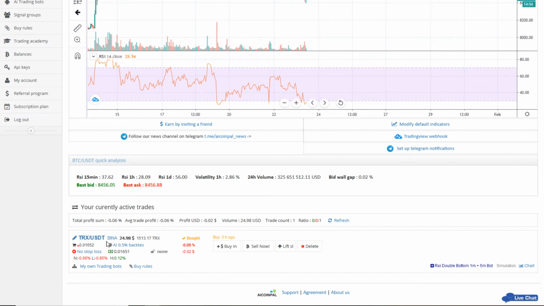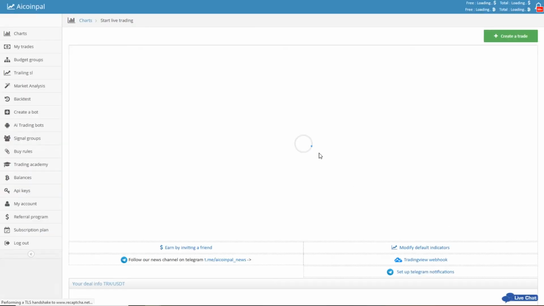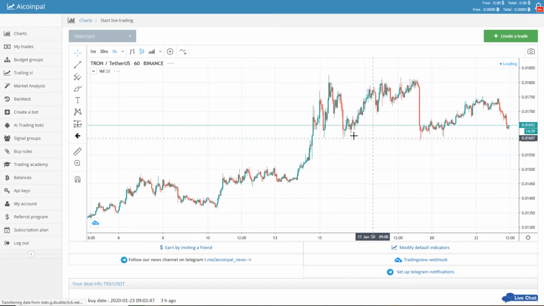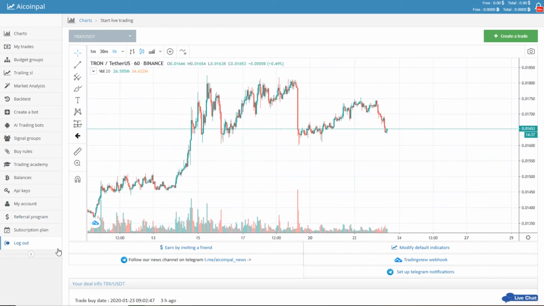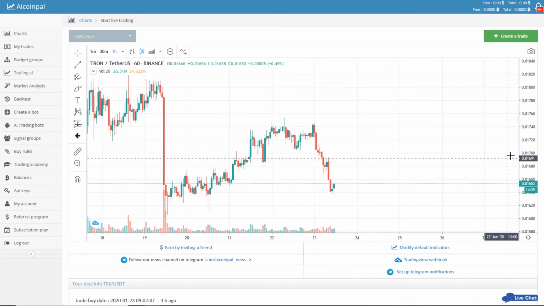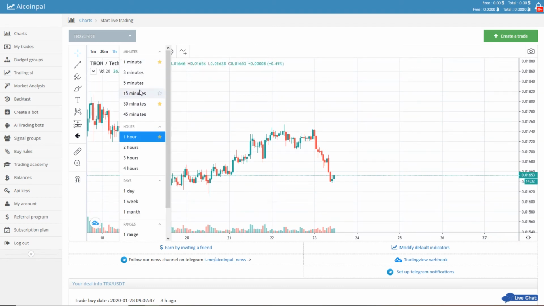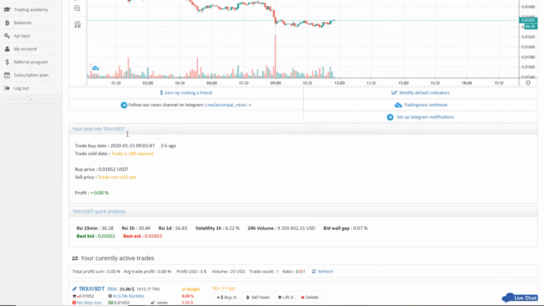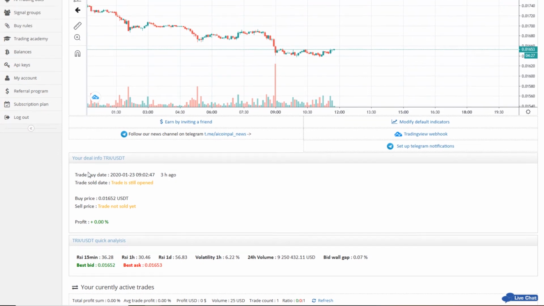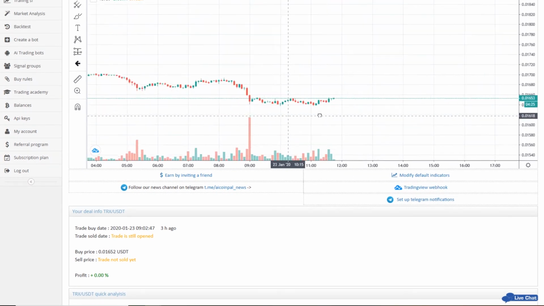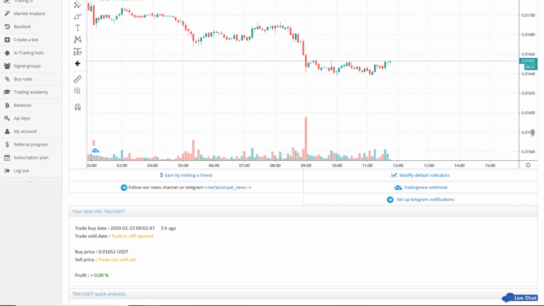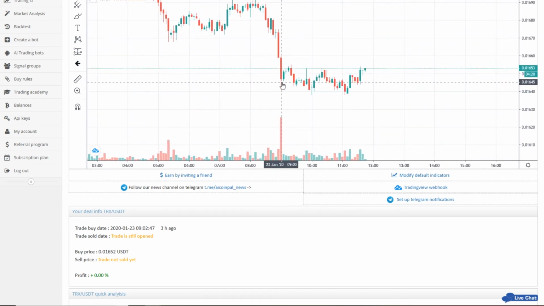Let's have a look. 3 hours ago we established a trading bot, the double RSI bottom that I showed just a couple of moments ago, and let's look at where that bot bought our deal. Let's shift to the 5 minute chart. It bought itself at 902. So as you can see, the bot did actually pretty good.